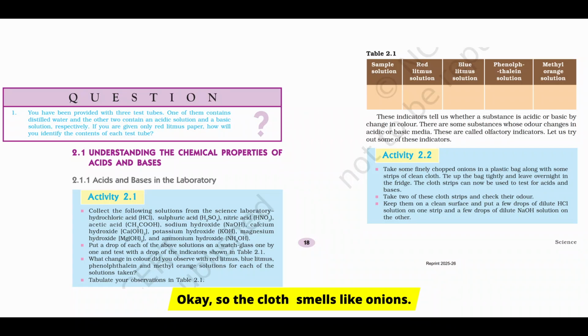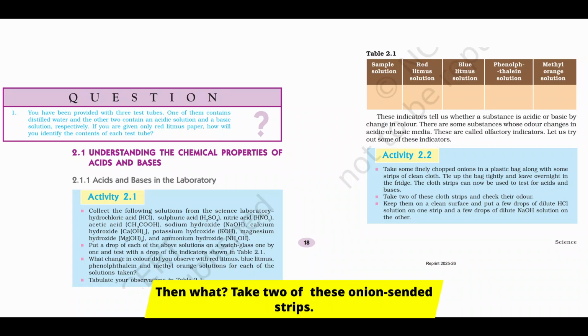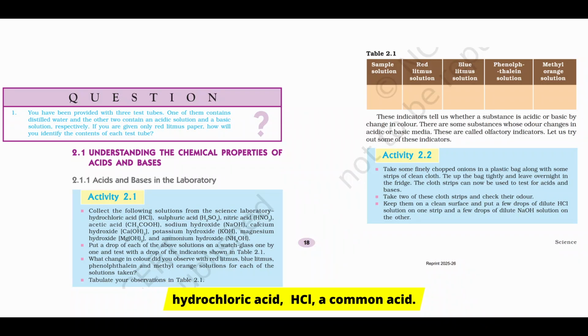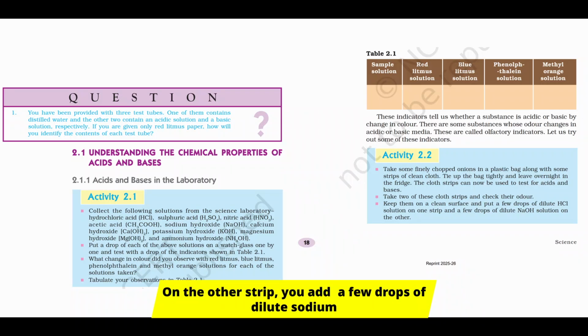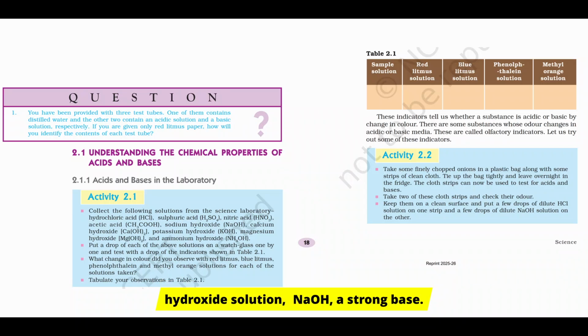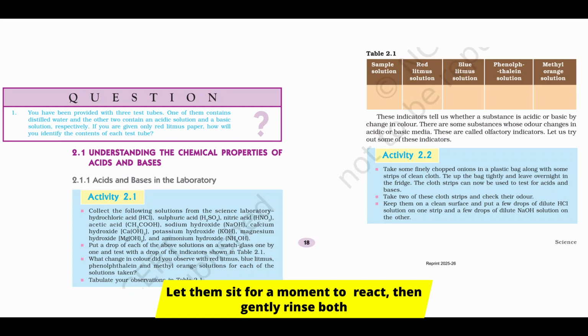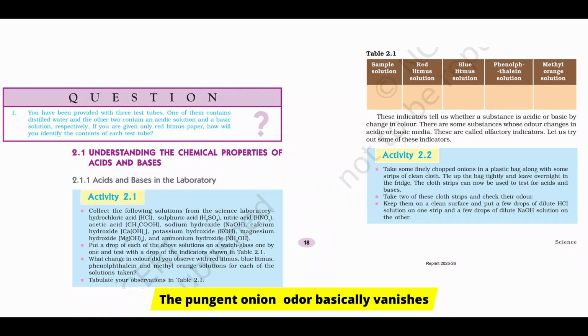Okay, so the cloth smells like onions. Then what? All right, now take two of these onion-scented strips. On one, you carefully add a few drops of dilute hydrochloric acid, HCl, a common acid. On the other strip, you add a few drops of dilute sodium hydroxide solution, NaOH, a strong base. Let them sit for a moment to react, then gently rinse both strips with a little water and check their odor again. What you'd notice quite distinctly is this. The strip treated with the acid still smells strongly of onions, the odor remains. But the strip treated with the base, the smell is gone, or at least significantly reduced. The pungent onion odor basically vanishes in the basic medium.